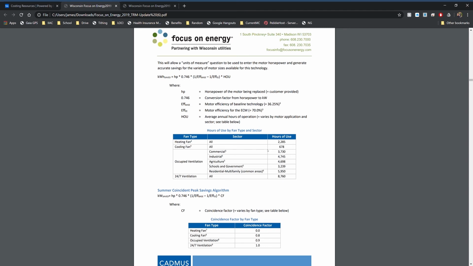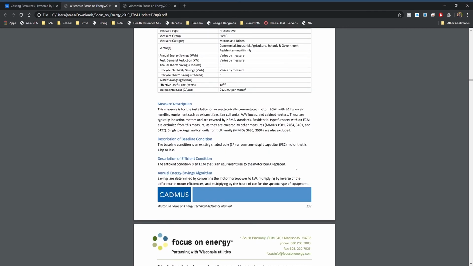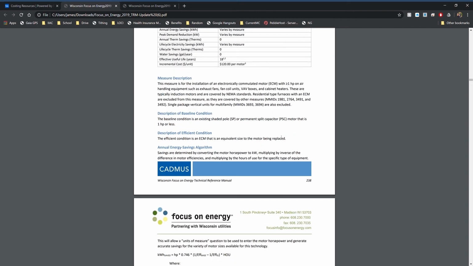And if you want to know where these came from, just check out these footnotes, because there's a lot of research that went behind these numbers. So go ahead and check out those footnotes for some good estimates. Anyway, so hopefully that makes sense. Measure description is just a basic description of the AR. Baseline is what you will look for or see on an assessment. An efficient condition is what you will recommend.